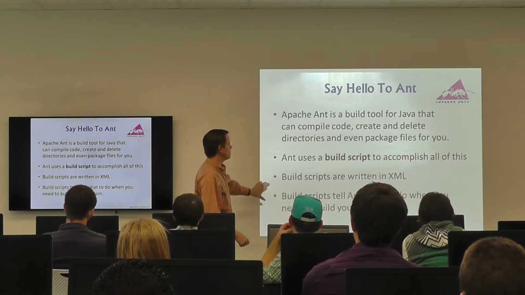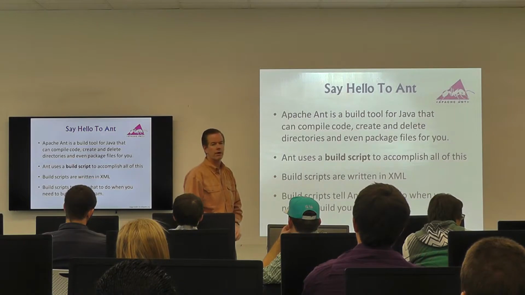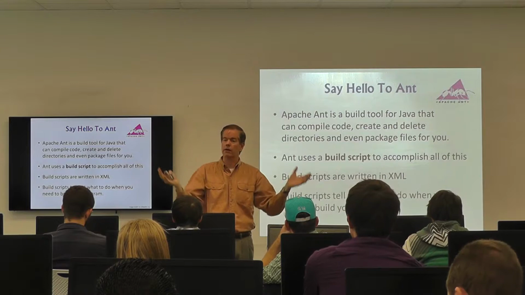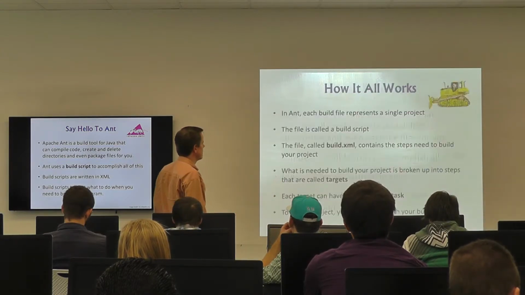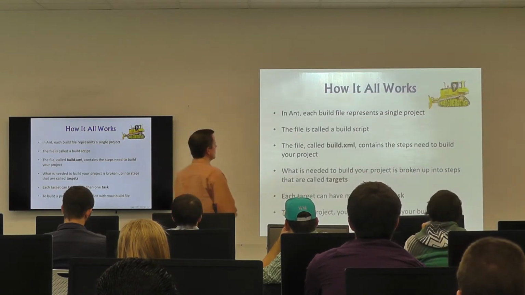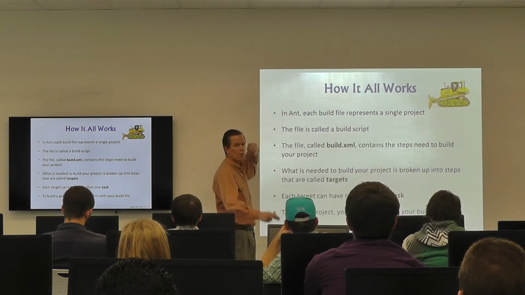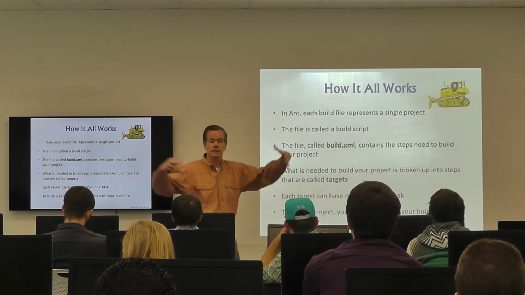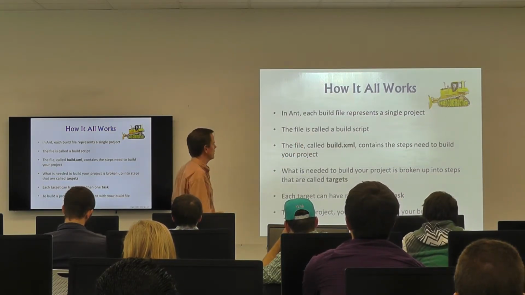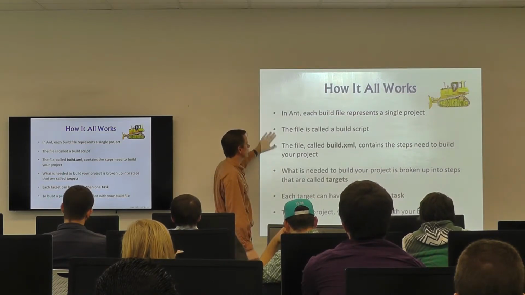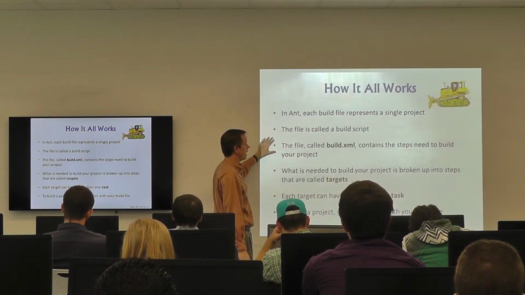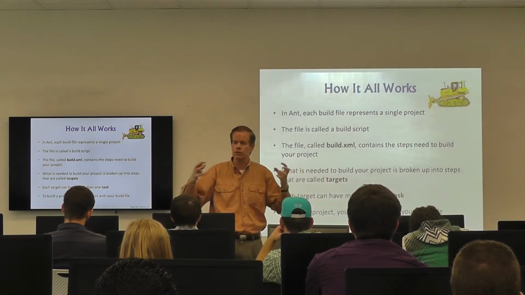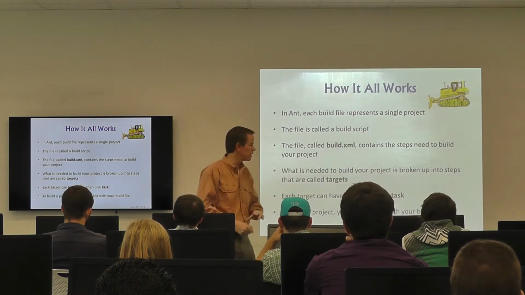Okay? Build scripts tell Ant what to do when you need to build your program. So for your particular program, you will have a unique Ant script, and it will take care of pulling together all of this. So how does this all work? Okay. In Ant, for your particular project, you will create one build file. That'll be the master build file that says, here's how you put my project together. More often than not, it's called build.xml, and it contains all the steps that are going to be needed to pull the different pieces of code together that make up your particular project.